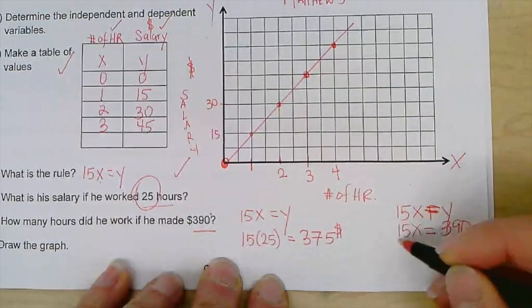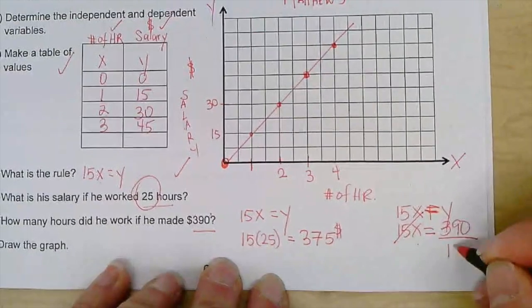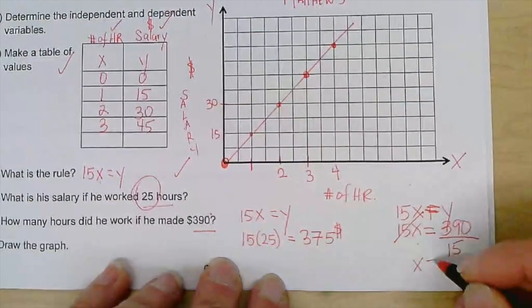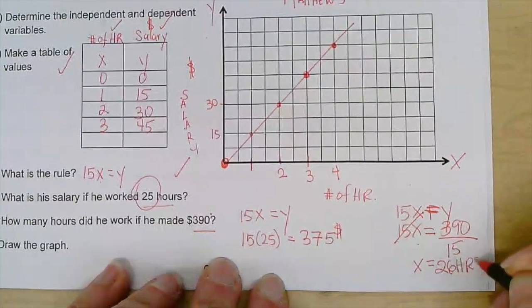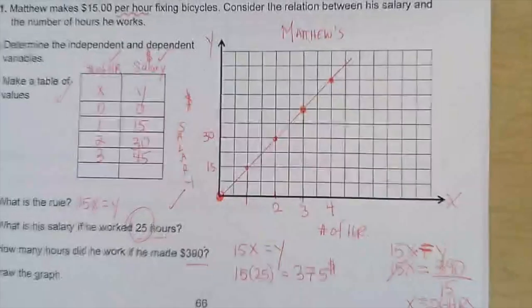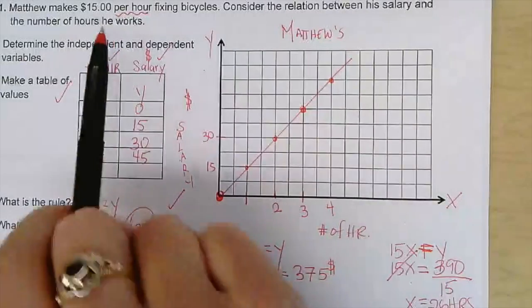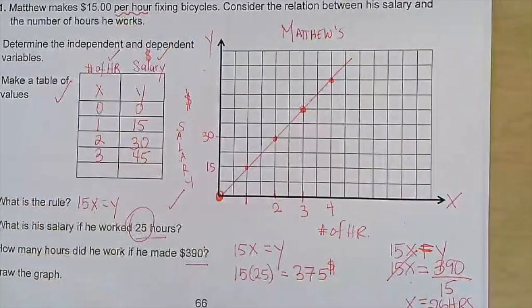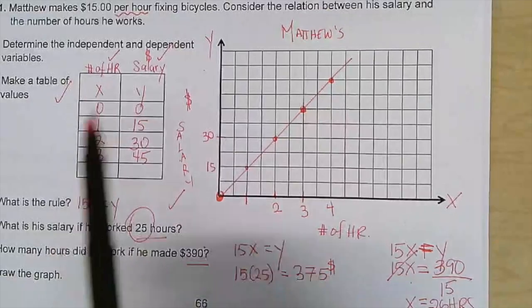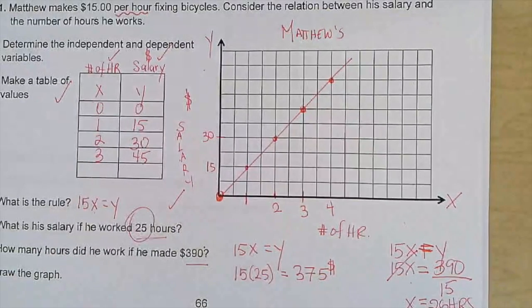And algebraically, we remove the 15 by dividing by 15. And what do we get? 26 hours of work. So again, I don't know if I confused you because I thought it was per bike, but it's per hour. Hours being your independent. Therefore, the more hours he works, the more money he makes. And specifically for 25 hours, he makes $375. And if he wanted to earn $390, he had to be at the store for 26 hours.